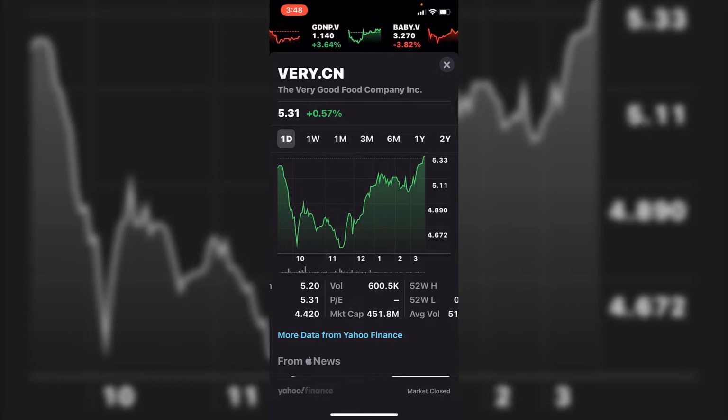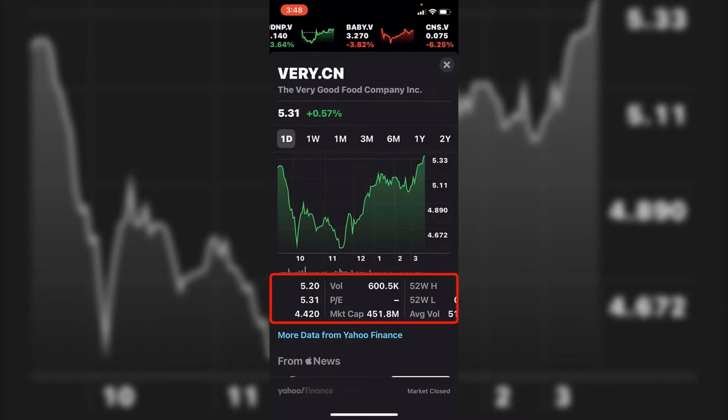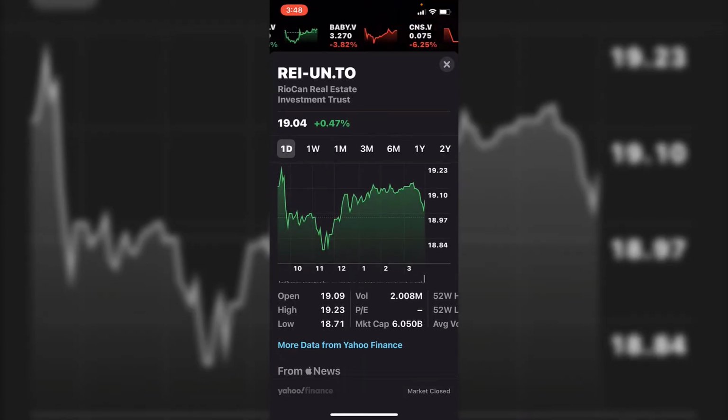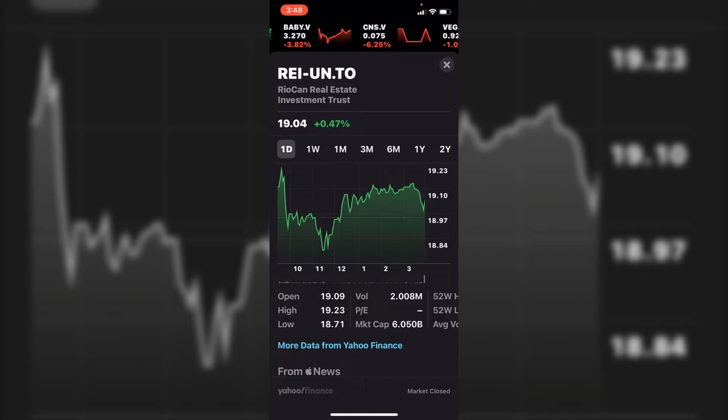So to talk about the data that you see underneath the chart, let me go ahead and bring up Ryokan because it has more information. Okay, sorry. So now let's talk about this data arrangement that you see underneath the chart. So the very first thing you see is open, which means the price when the market last opened. So this is that price, okay?